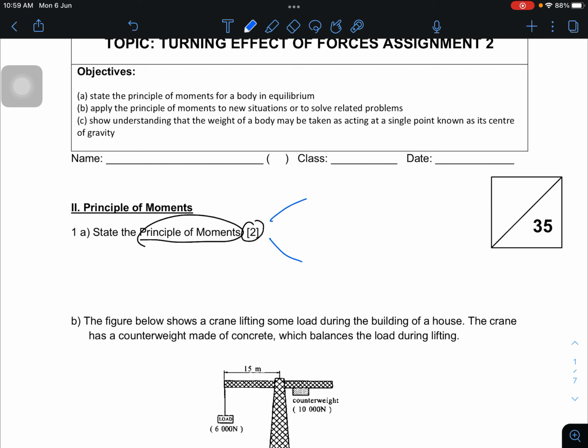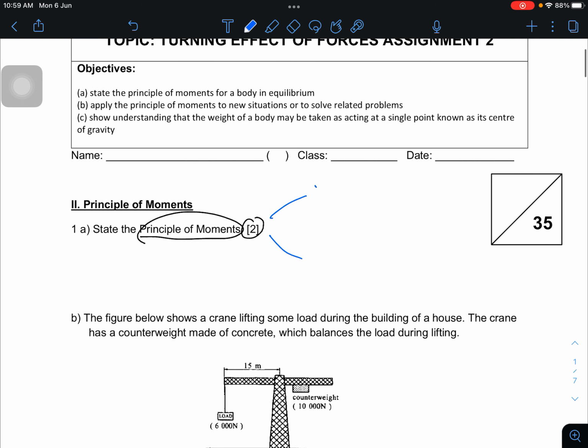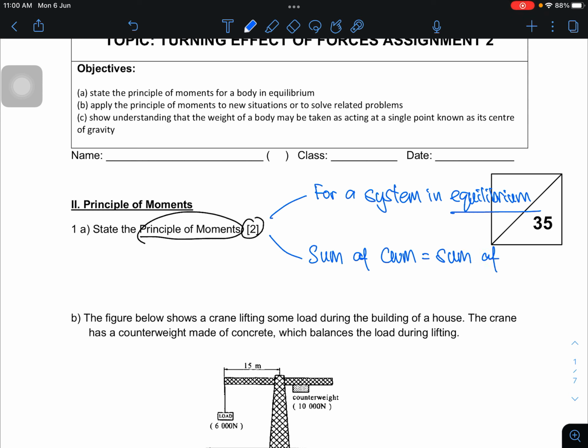The very first point, you need to get by telling them that, for a system in equilibrium, so you're telling them essentially that in order for a system to be balanced, because the principle of moments will not apply if the system is not balanced. So you need to tell them that for a system to be in equilibrium, this is your first point. And then the second point, you need to tell them that the sum of clockwise moments is equal to the sum of anti-clockwise moments, about the same point.